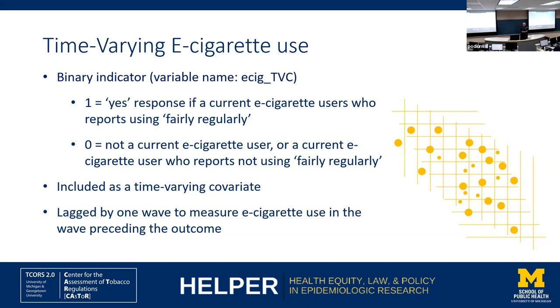It's included as a time-variant covariate. I'm lagging this by one wave to ensure that e-cigarette use is happening in the wave preceding the outcome. Right, so I'm just trying to solve that problem of time ordering. That's why we're allowing it to lag by one wave.